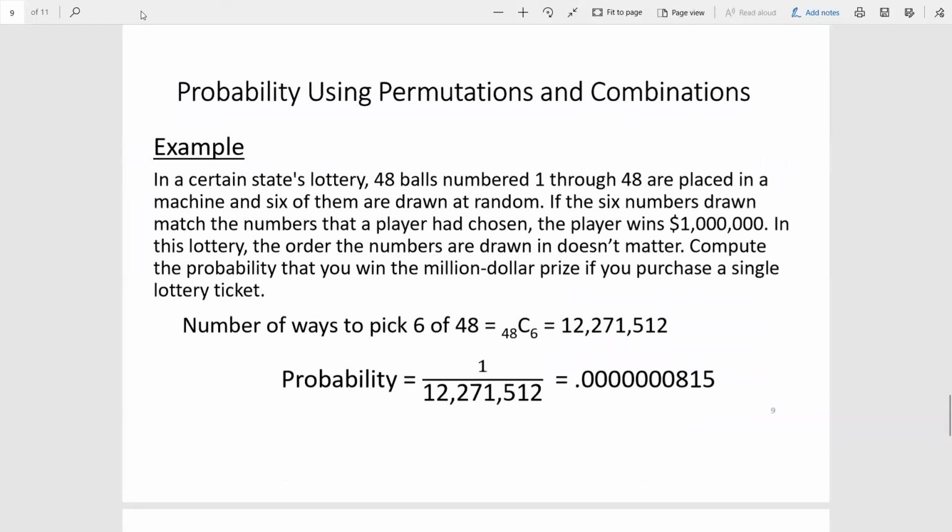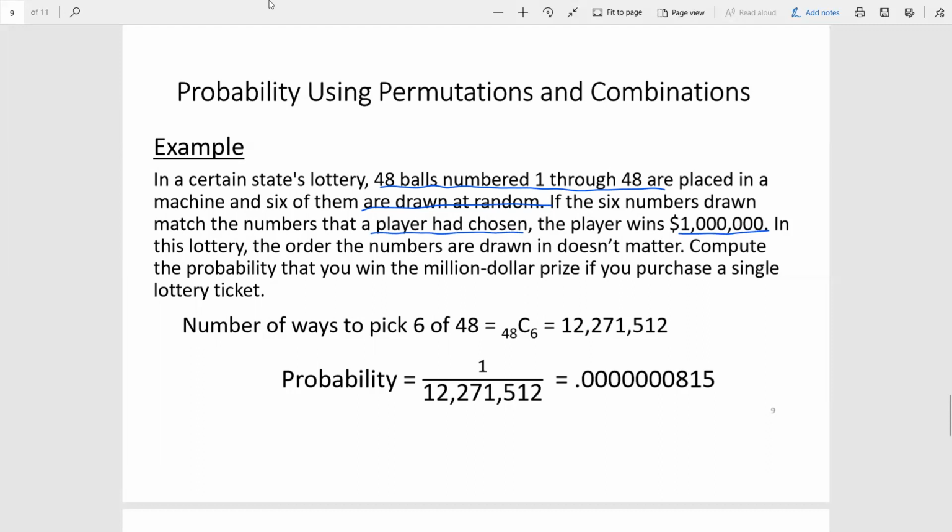Now let's go to the state lottery. We're going to use probability using permutations and combinations. In a certain state lottery, 48 balls numbered 1 through 48 are placed in a machine, and 6 of them are drawn at random. If the 6 numbers drawn match the numbers that the player has chosen, the player wins $1 million.